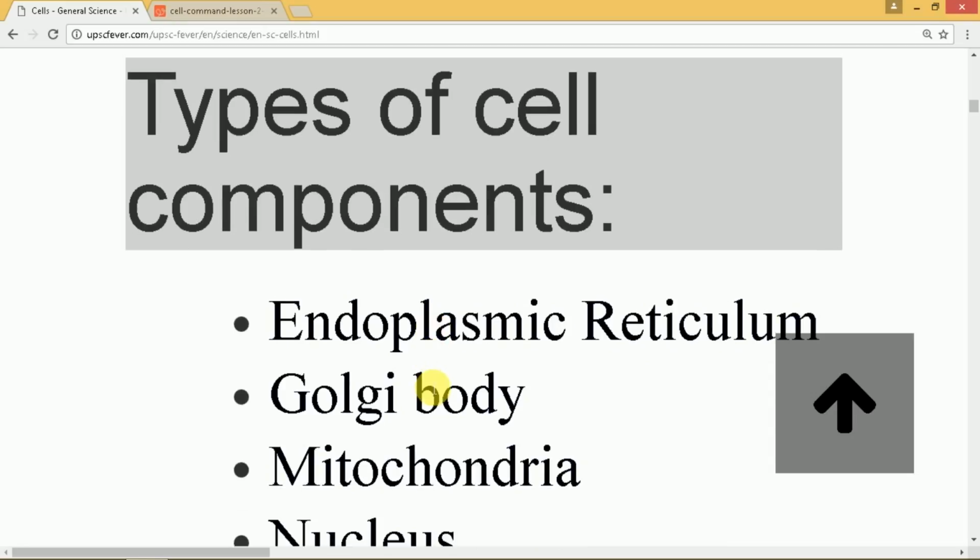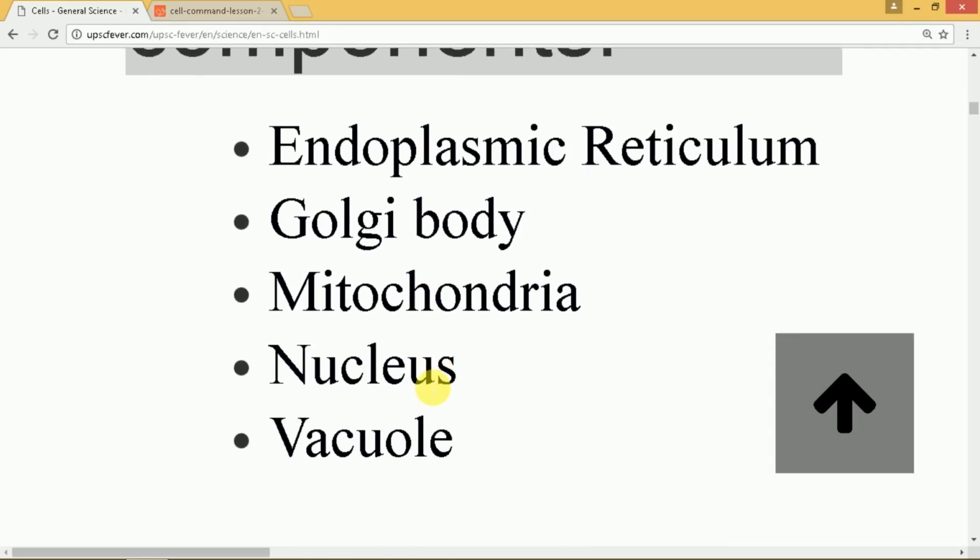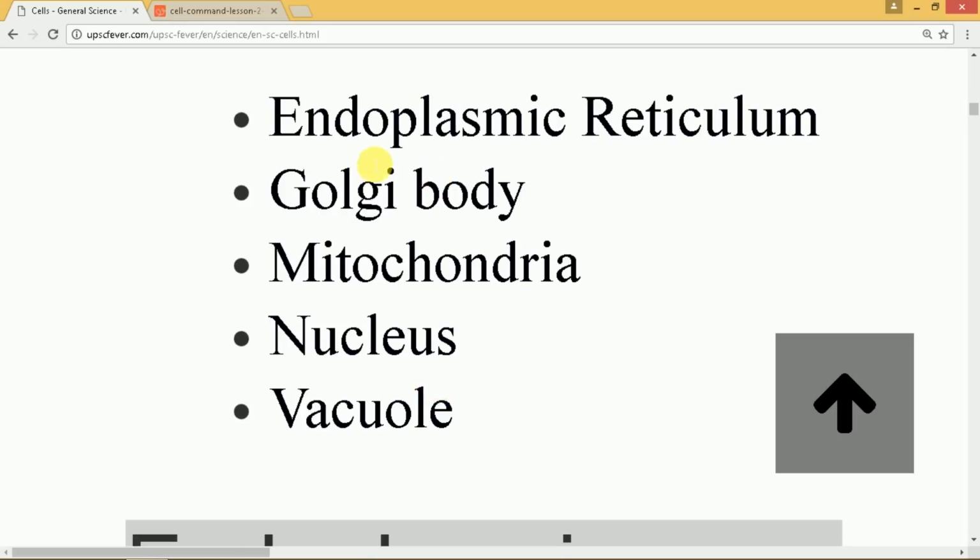Next topic is the components of a cell. So these are the main components. First is endoplasmic reticulum. Endoplasmic reticulum is of two types. One is rough ER and the other one is smooth ER. The rough ER has ribosomes attached to it, and ribosomes manufacture protein. And smooth ER has an important role in the manufacturing of fats or lipids.